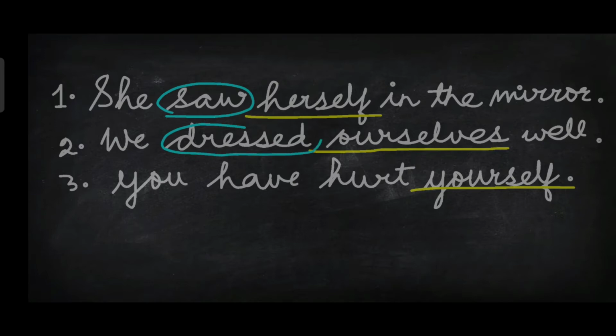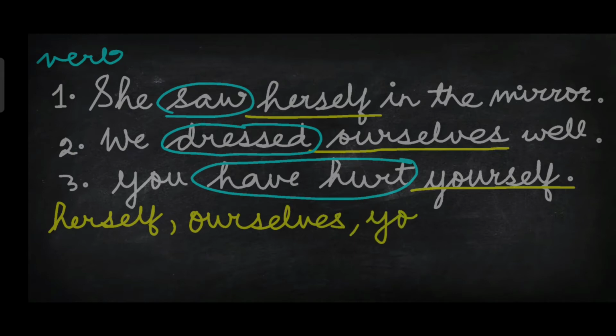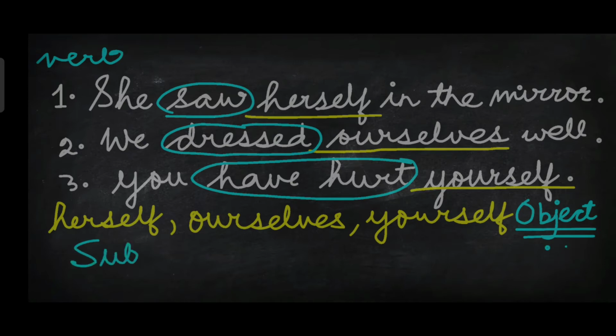Saw, dressed and have hurt are verbs. Herself, ourselves, yourself are pronouns. And now we will have to understand which one is a reflexive pronoun and which one is an emphatic pronoun. In order to do so, you will have to know what an object is. What is an object in a sentence?